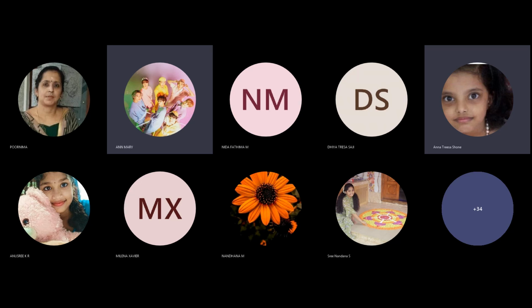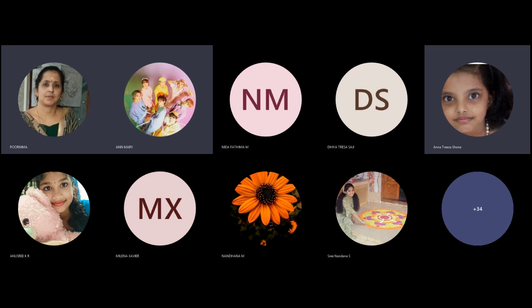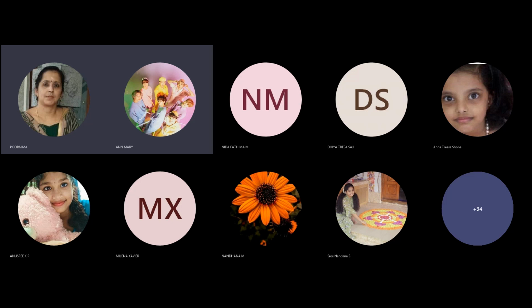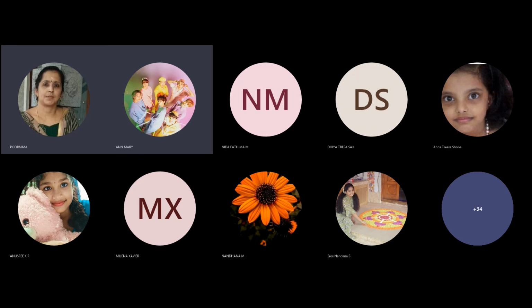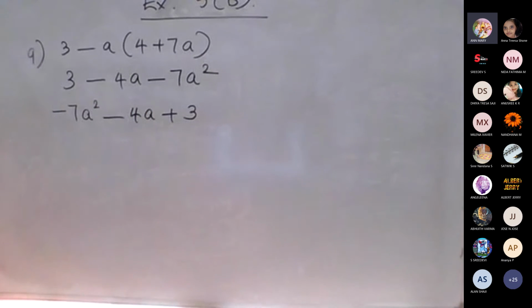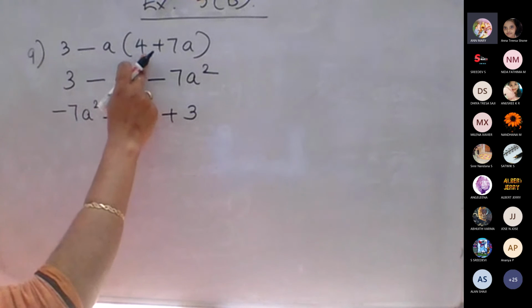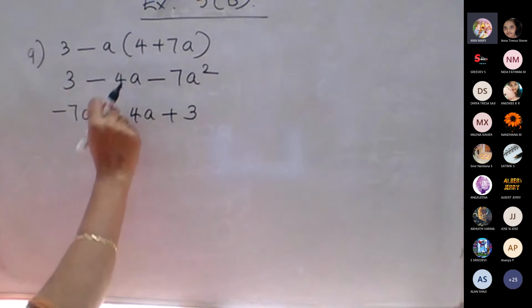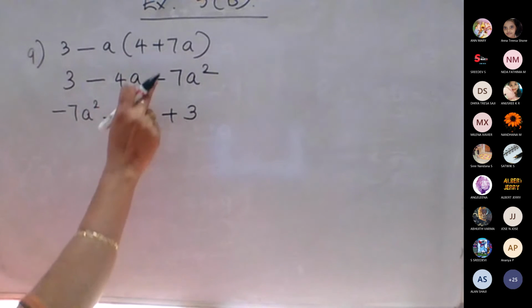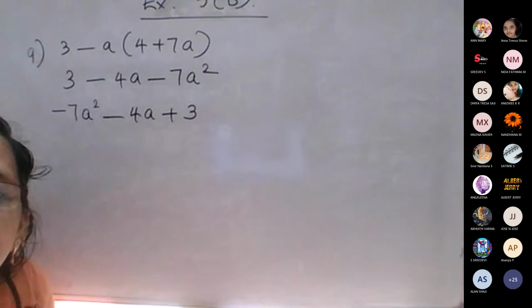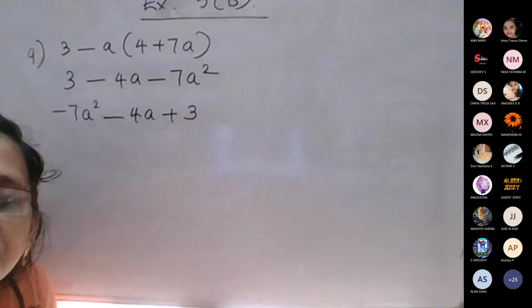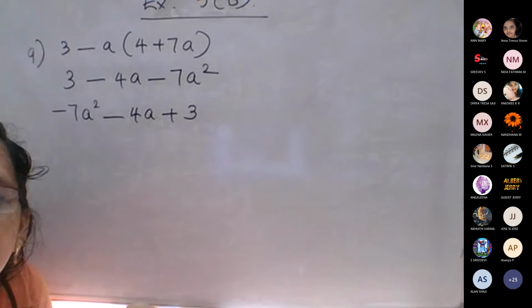Ma'am, I got 3 minus 4a minus 7a square. Okay, rearrange that. We will write the a square first, it will be easy, no? Why positive 7a square? You are giving the negative to 4 only, no? Why are you not giving it to 7? It will be negative 7a square. Correct it. That's why I turn off my video, I knew you would do this. Now understood, no? Yes, ma'am.